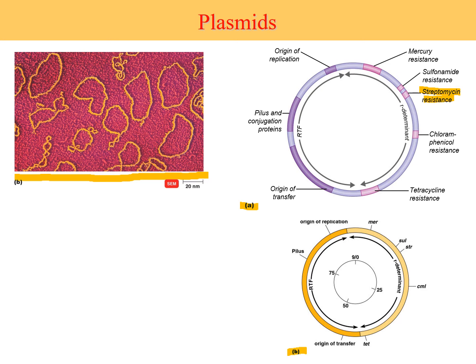The reason I show the diagram from an older edition of the text is because it shows the proper identification of the genes. Genes are identified by using italicized three-letter abbreviated names. So this one, sulfonamide resistance, is written as SUL. Streptomycin is written as STR. Chloramphenicol resistance here, CML. You see? Tetracycline, TET, right down there.